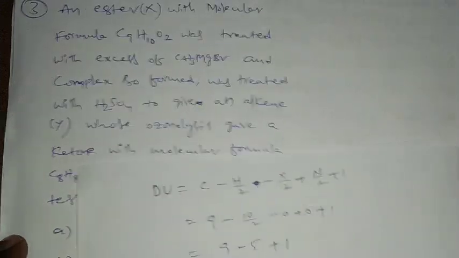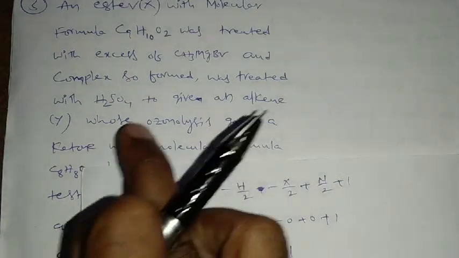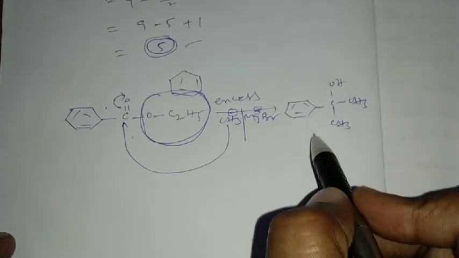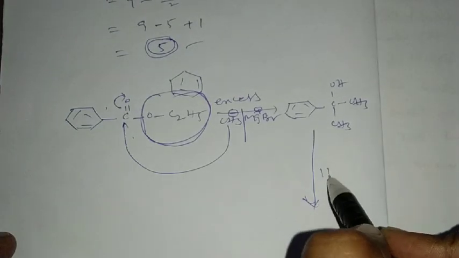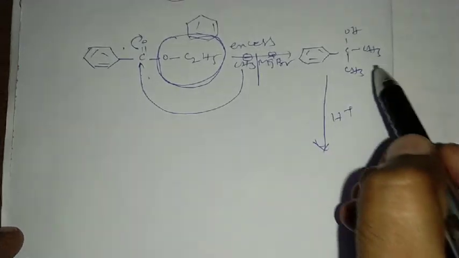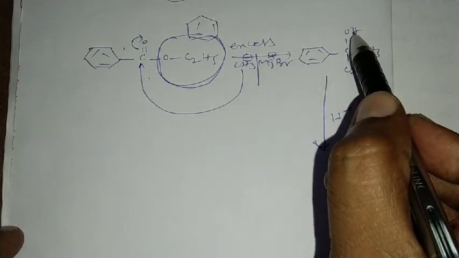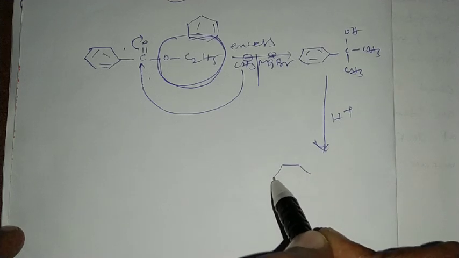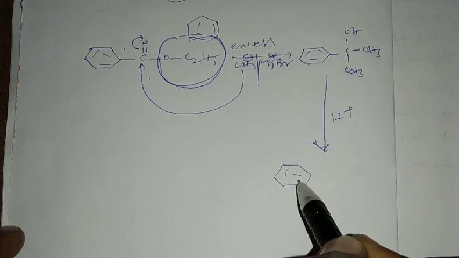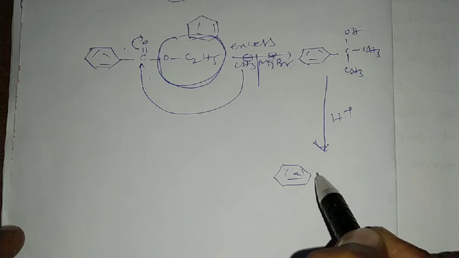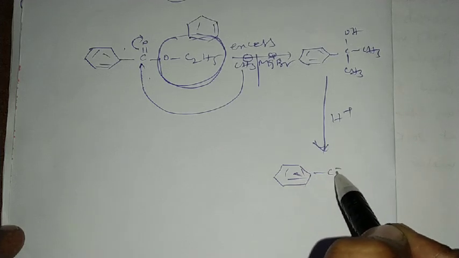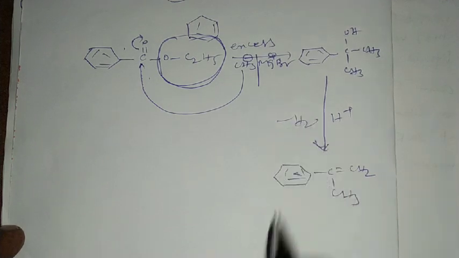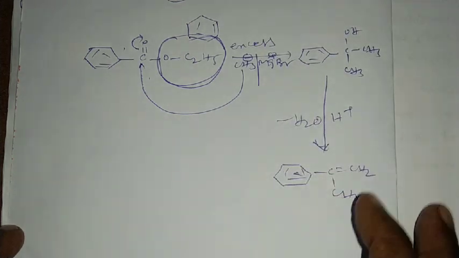Now observe here, the complex so formed was treated with H2SO4. H2SO4's main work is to provide H plus. So what does it do? It removes the water molecule from here, OH, and from here, H. Then what is the compound you may expect? This is the compound you can get: C double bond CH2, CH3. Because the water molecule is removed, that is the work of H2SO4.